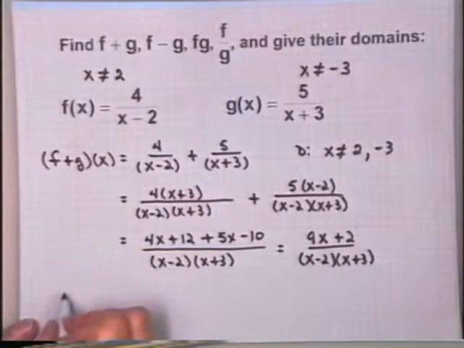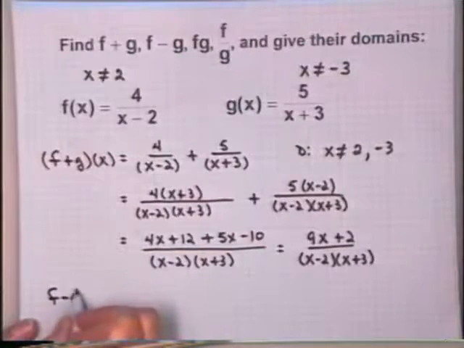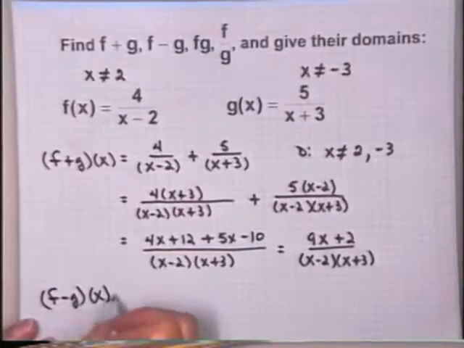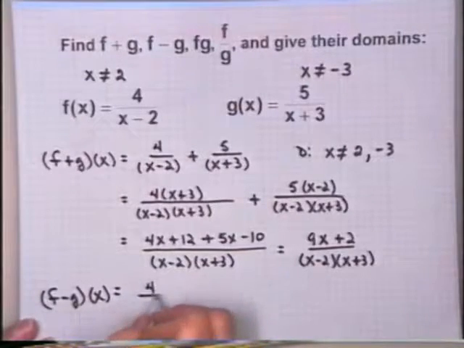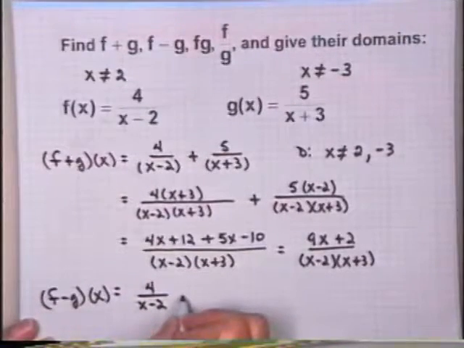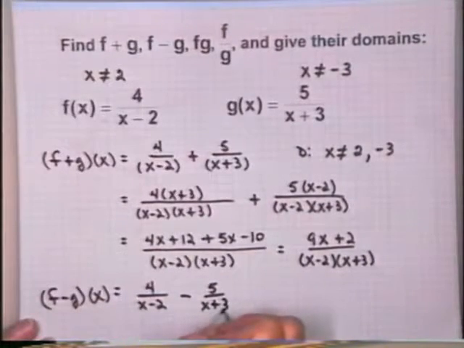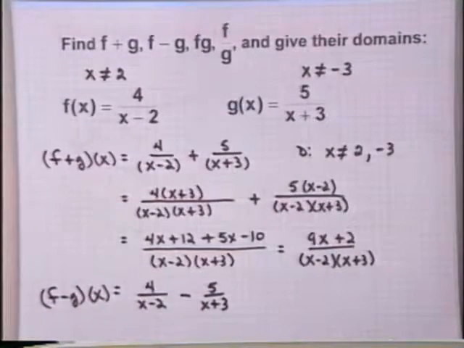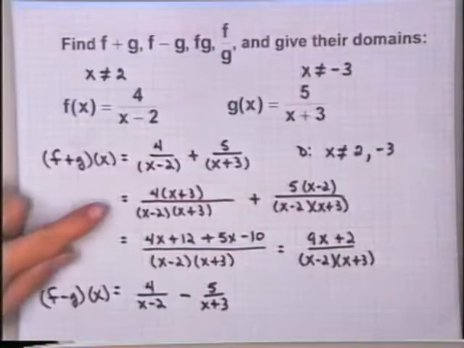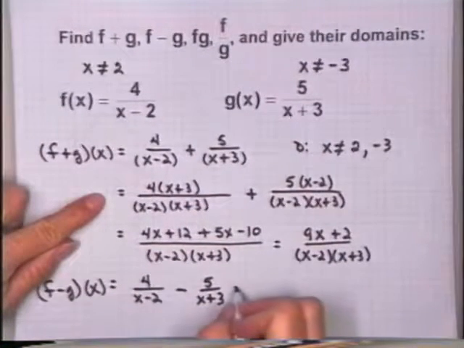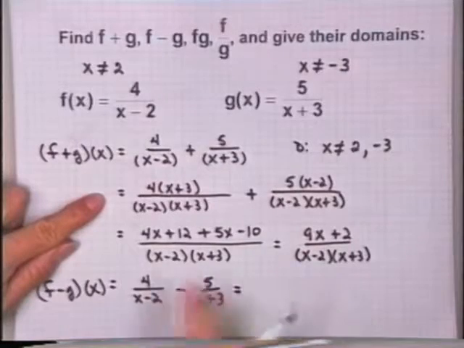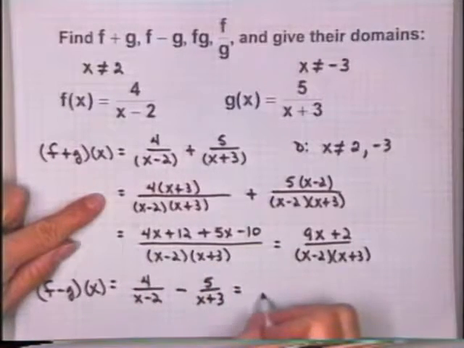Now, keep in mind for our difference function, f minus g of x, we take our fraction 4 over x minus 2 and we do what? We subtract 5 over x plus 3. Now we can save just a little bit of work on this second one since we've already done our addition, because we know again our common denominator is going to be this x minus 2 times x plus 3.